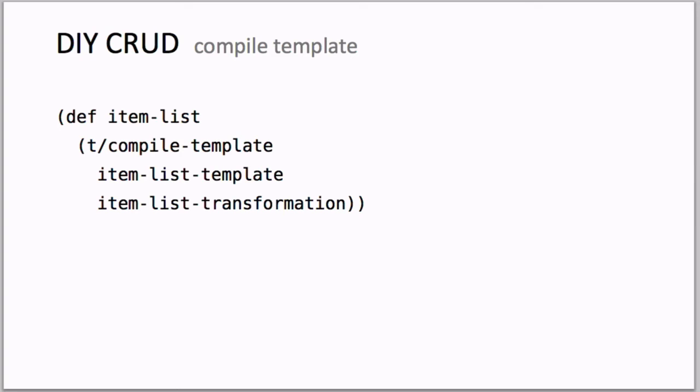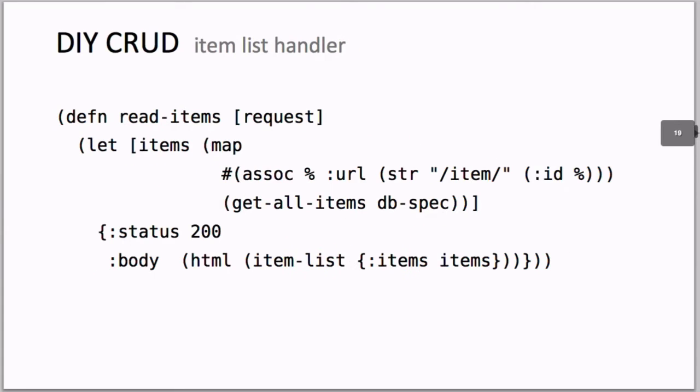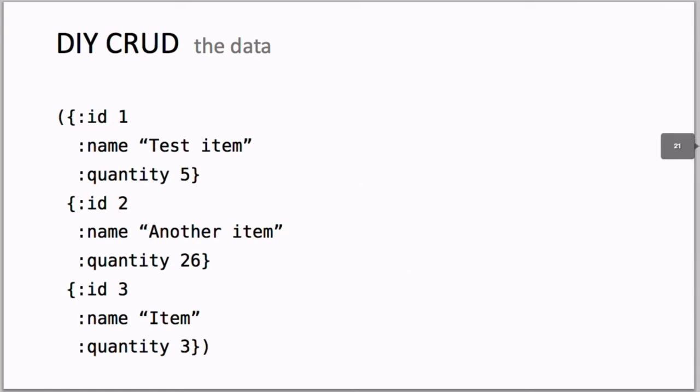So this is now a function, and you pass into it all the options that get transformed into the template. And then the actual handler function read items looks like this. I'm going to step through it now. First we call get all items, which is the SQL function to run our query. It outputs something like that from our test data. So it's a sequence of maps where each map is a row in the database, and those are the three columns I selected.